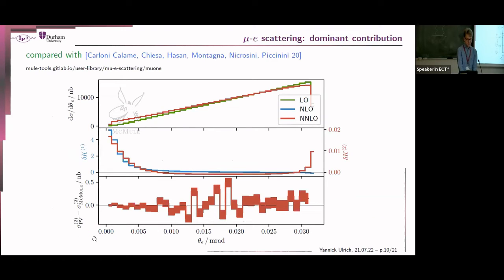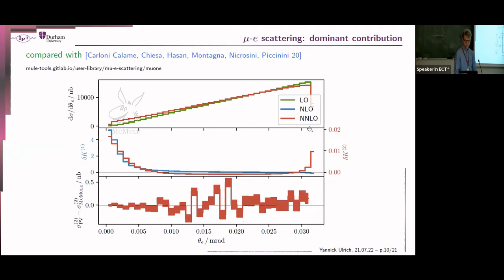Okay, let's go through the results. This is the dominant contribution, and what I plot here, in the upper panel, again, is the cross-section. So this is in nanobarn, and it's the cross-section as a function of theta_E, the electron scattering angle. And it's extremely boosted, so that the angle is relatively small, and then it sort of goes up and drops.